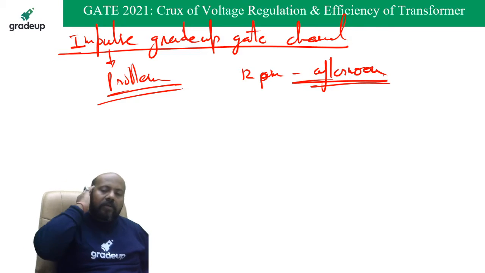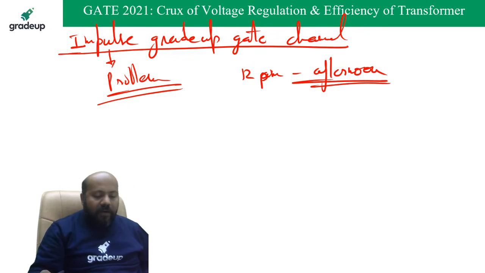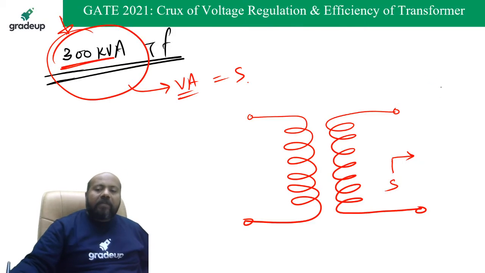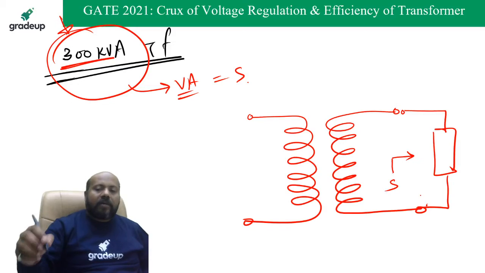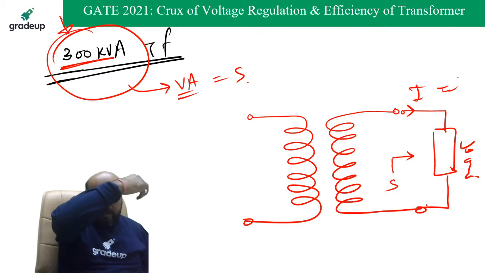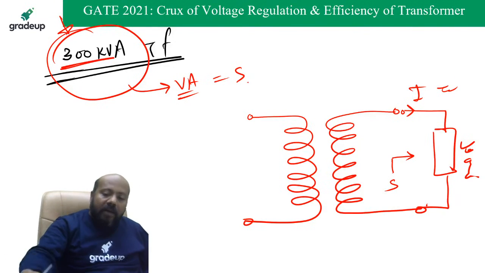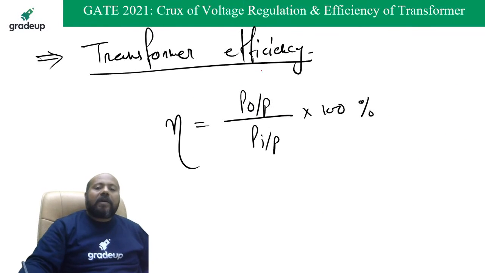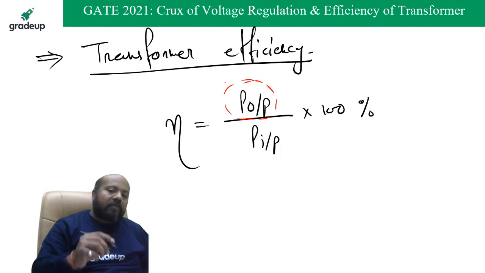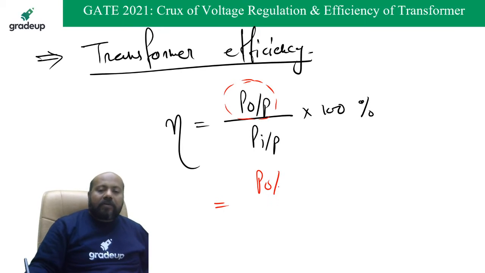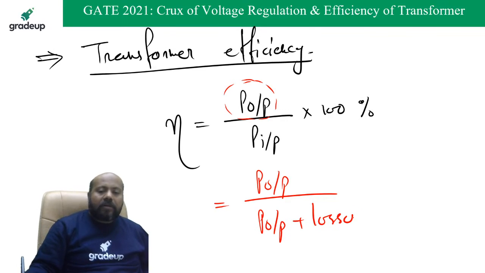Okay, almost nine sessions are available. You can follow that. It simply means that if you are going to connect this load here, how much current it is going to draw. Are you getting this? It means we are interested to write the transformer efficiency with respect to the output power. So you can write it as P output upon P output plus losses.